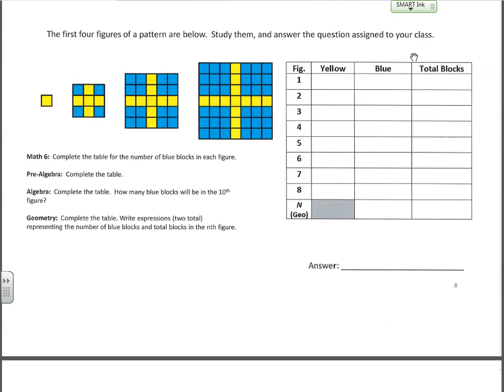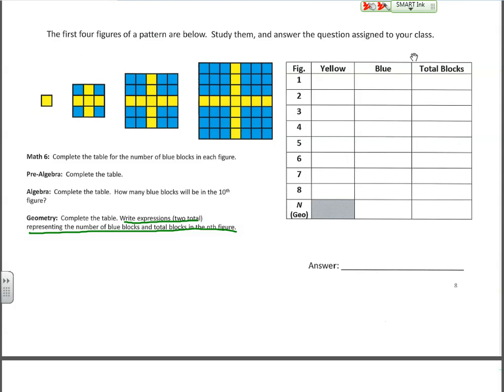Next one, the Swedish Flag. We've already talked about this in algebra. Your extra task here is to write an expression, 2 of them in total, representing the number of blue blocks and total blocks in the nth figure. And one of your expressions is going to be the same thing you had in packet 7 with the total blocks, right? Because that packet also dealt with just making squares.